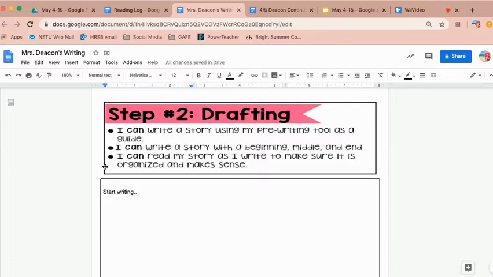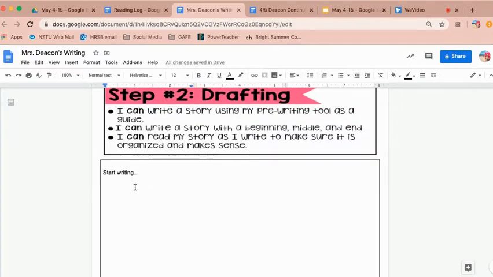So just like when we're reading and we're pausing and using all those great comprehension strategies to understand our book better, we're going to be pausing and rereading our story as we're writing it just to make sure it makes sense. And this will just help us during the next couple of steps.